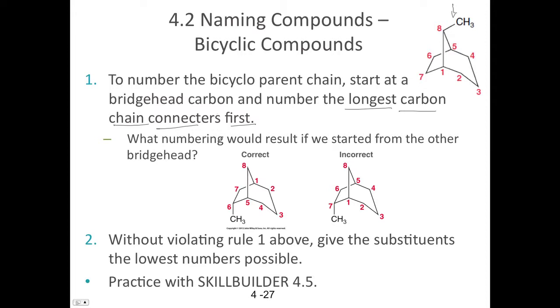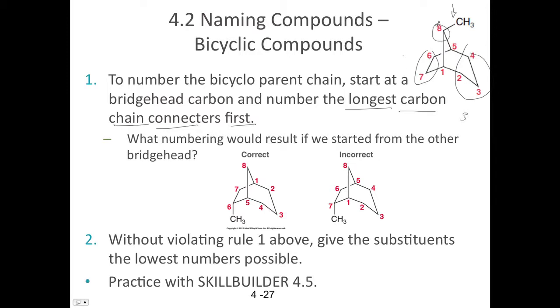So here you start numbering at a bridgehead carbon such that you would go through the longest possible parent chain. So 1, 2, 3, 4, 5. This is the longest possible parent chain right there. Then you continue numbering through the next largest. This guy here is a 3 carbon chain, so you number that first. Then you continue on to the second largest, which is 2 carbons. So 1, 2, 3, 4, 5, 6, 7, right?